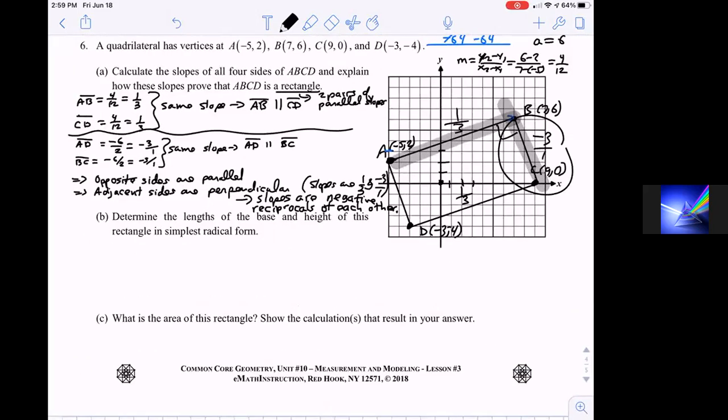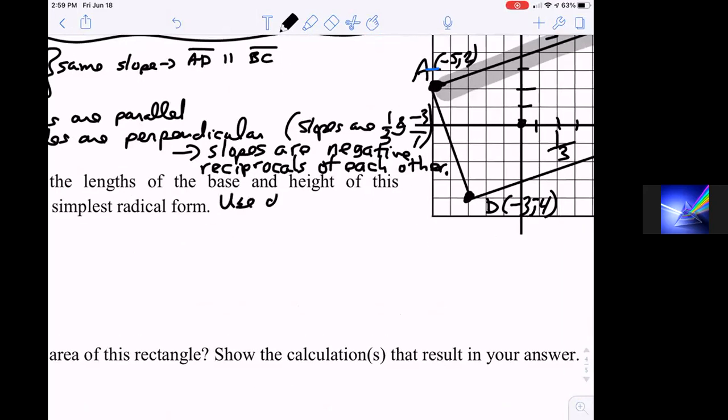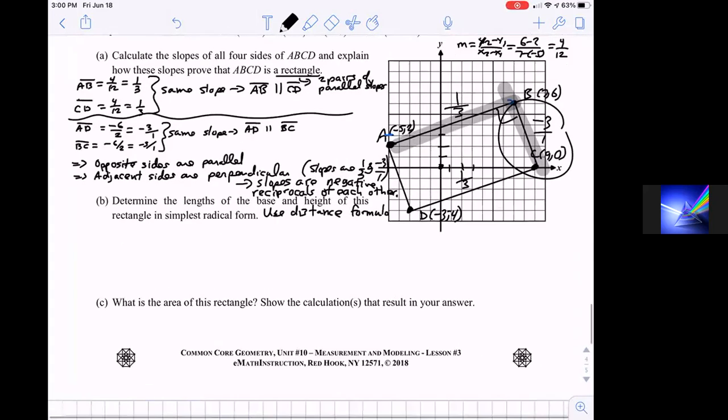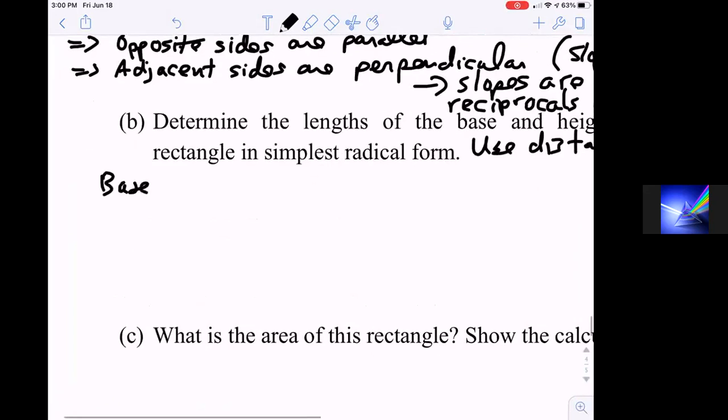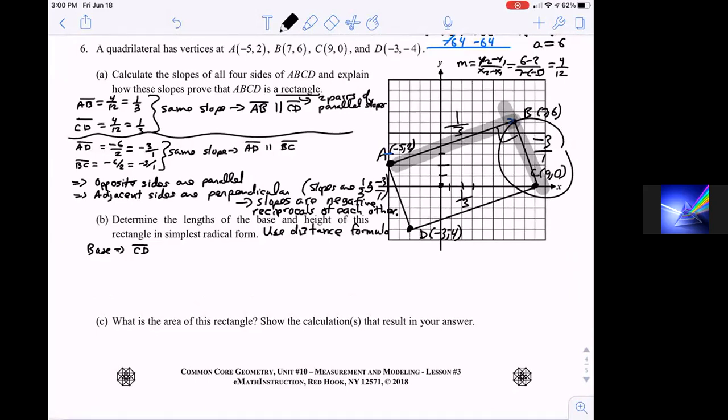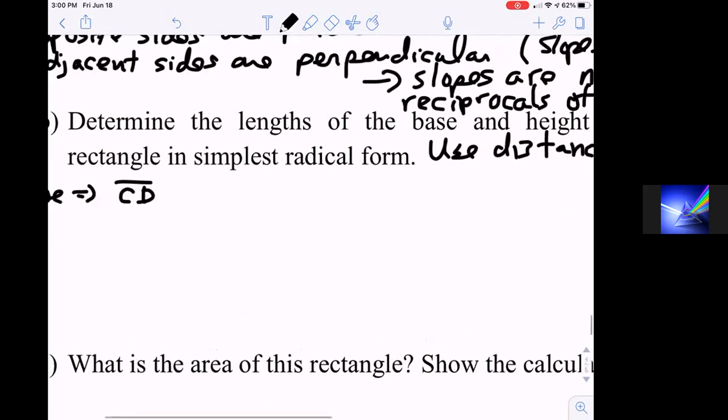Okay, determine the length of the base and the height of this rectangle in simplest radical form. Well, basically, what we have to do, guys, is use the distance formula to be able to do that, because one, the rectangle is crooked, and two, you're given coordinate points. So we're going to first find the base. The base is side CD. You could have done either AB or CD, it doesn't matter, but I'm going to do side CD. For the length of CD, we're going to use the distance formula.